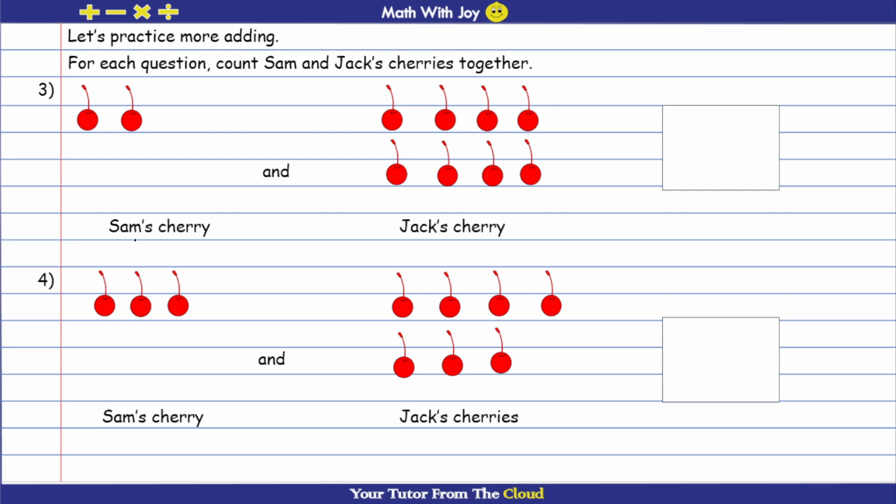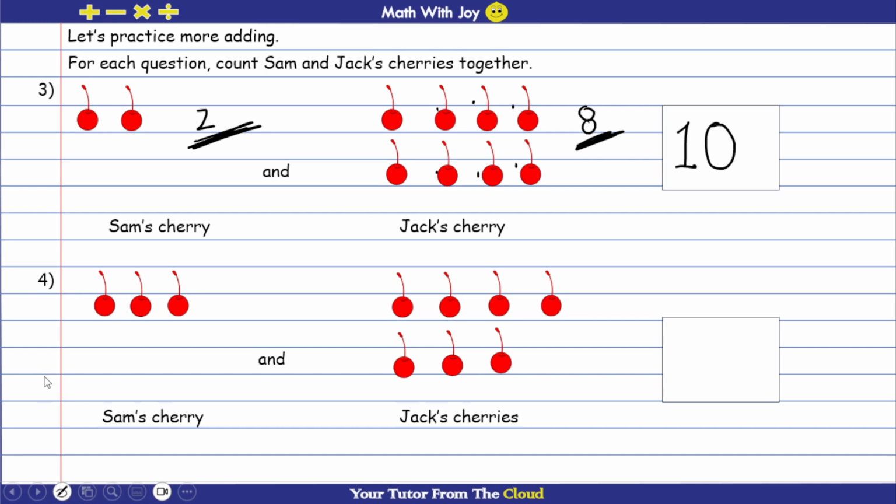Let's practice more questions over here. So Sam has 1, 2. So I'm going to put a 2. And while Jack has 1, 2, 3, 4, 5, 6, 7, 8. So he has 8 over here. So when I take a 2 and an 8 and add them, what number will I get? Now to find that answer again, I just count the cherries. So 1, 2, 3, 4, 5, 6, 7, 8, 9, 10. So I get 10 over here. So I can put down 10. And that's a 10, guys.